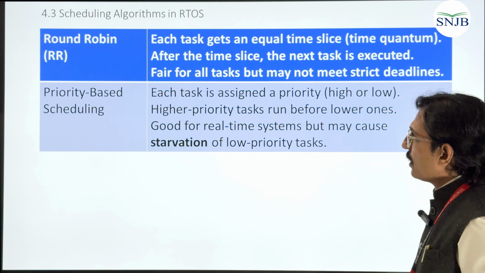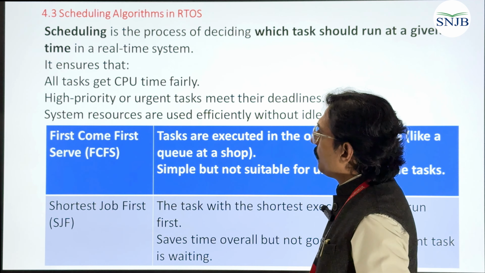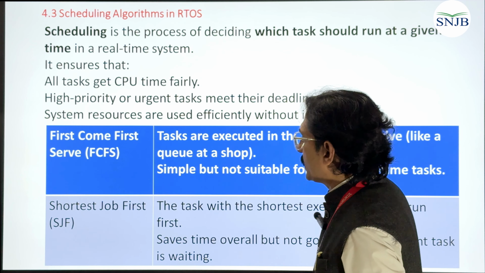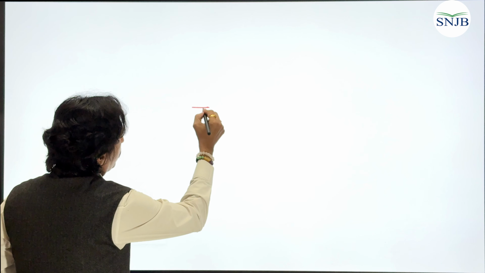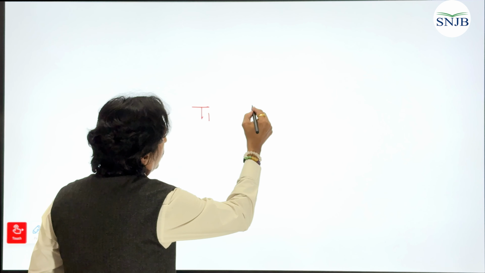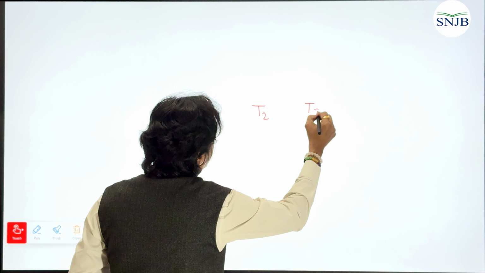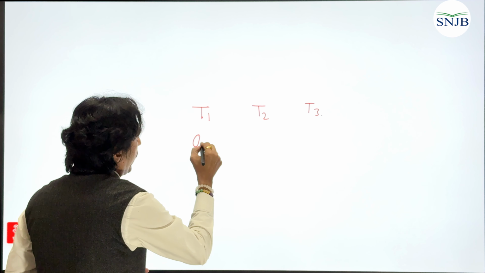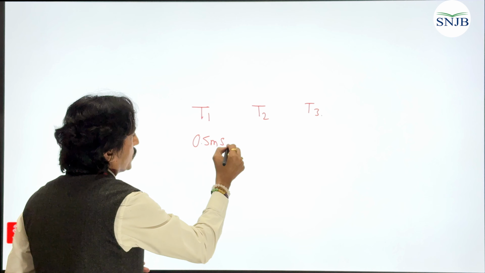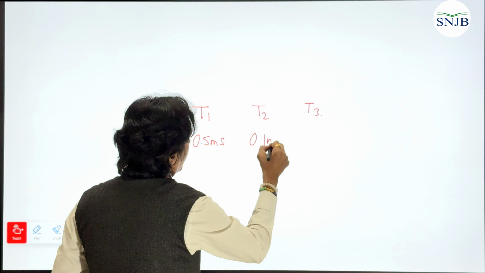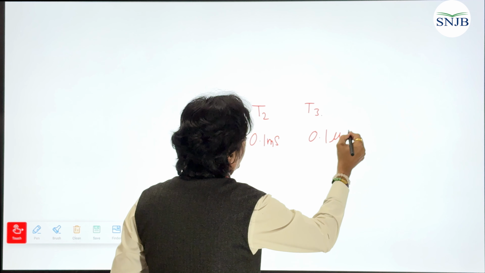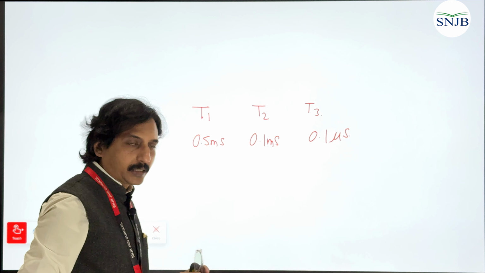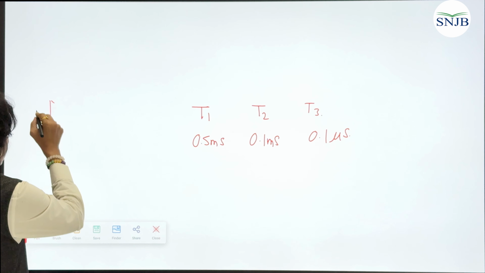As for shortest job first, its functionality is like this. For example, if this is task 1, this is task 2, and this is task 3. If 0.5 millisecond is required to execute task 1, 0.1 millisecond is required to execute task 2, and 0.1 microsecond is required to execute task 3, then what does the scheduler do?